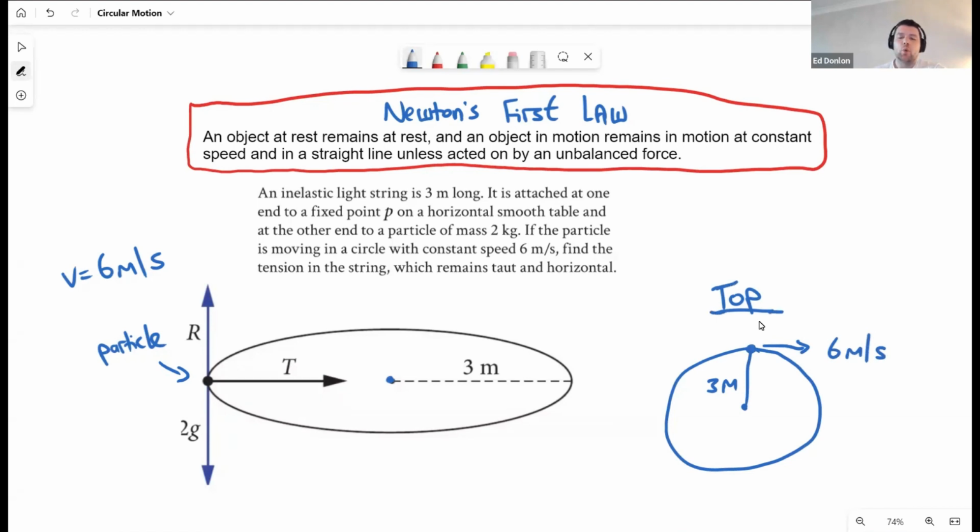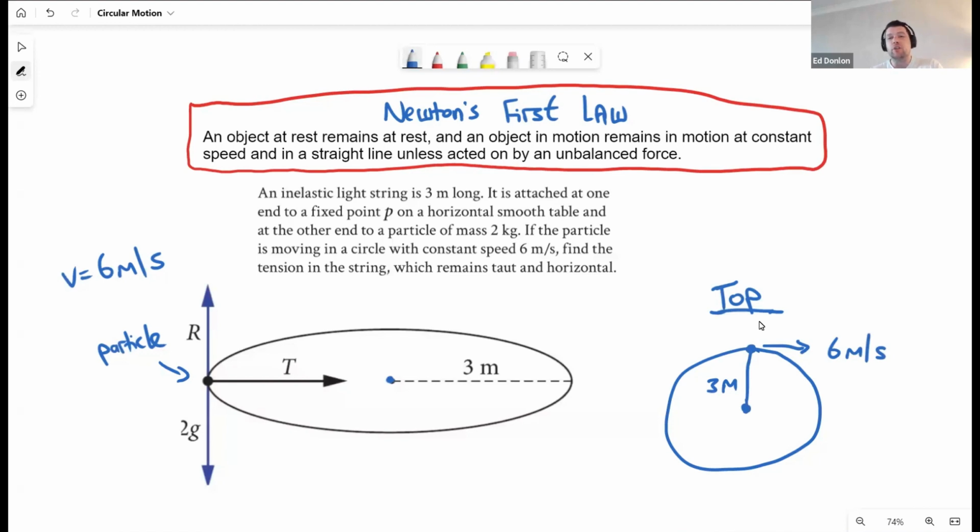Now, let's consider things from the point of view of Newton's first law. Newton's first law says that an object at rest remains at rest, or an object in motion remains in motion at constant speed and in a straight line, so here will be our straight line, our linear motion, unless acted on by an unbalanced force. So what Newton's first law is telling us is that this particle wants to move in this straight line at 6 meters per second, tangentially. Only if it's acted on by an unbalanced force is it going to continue in circular motion. Of course, our unbalanced force is our centripetal force. Our centripetal force is what causes our particle to continue moving in this circular way.